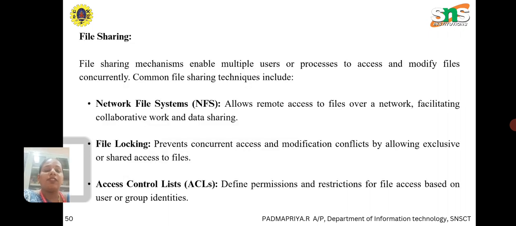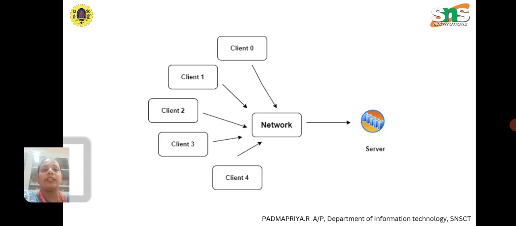File sharing. File sharing mechanisms enable multiple users or processes to access and modify files concurrently. Common file sharing techniques include network file systems, file locking, and access control lists. Network file system allows remote access to files over a network, facilitating collaborative work and data sharing. File locking prevents concurrent access and modification conflicts by allowing exclusive or shared access to files. Access control lists define permissions and restrictions for file access based on user or group identities.